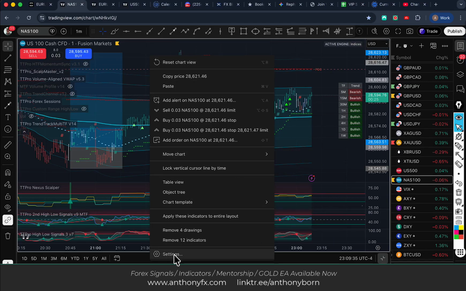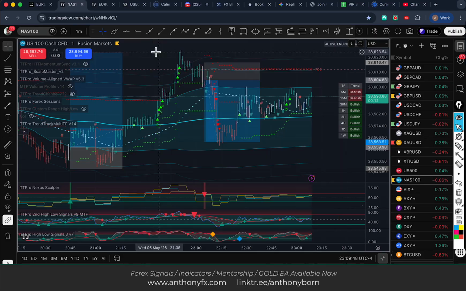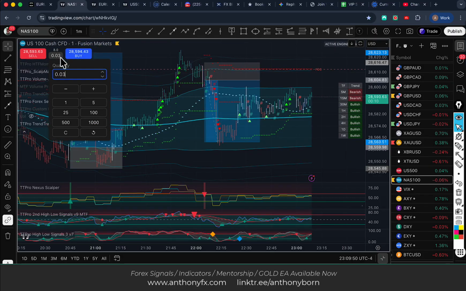Or you can even trade Binance if you're doing crypto, trading in here using the indicators. If you go to trading and select buy sell buttons, that will enable these. And if you just go here, I would suggest you start off with that.